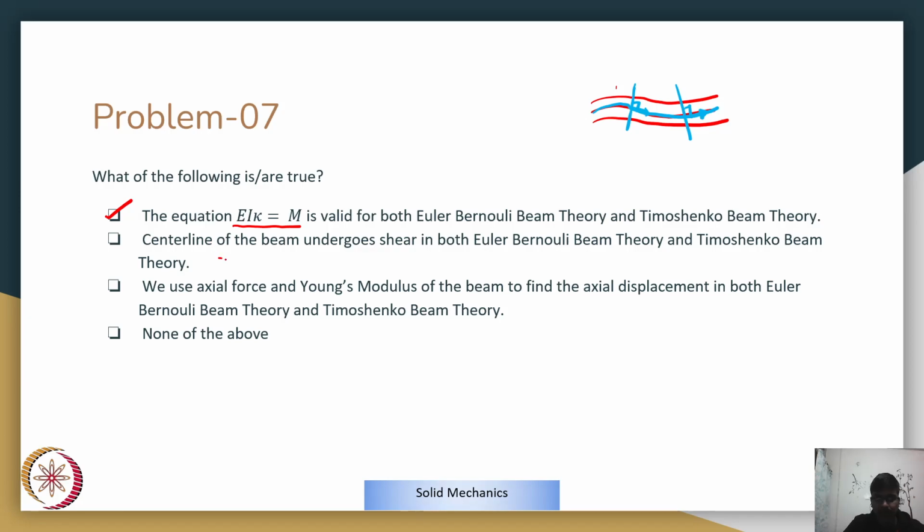is false. The third statement is, we use axial force and Young's modulus to find displacement in both the Euler-Bernoulli beam theory and Timoshenko beam theory. As pointed out earlier, both of these beam theories work with the assumption that there is negligible actual displacement. So there is no question of finding any actual displacement and any formula for that. So the third statement is also false. So only the first one is correct. EI kappa equal to 1.